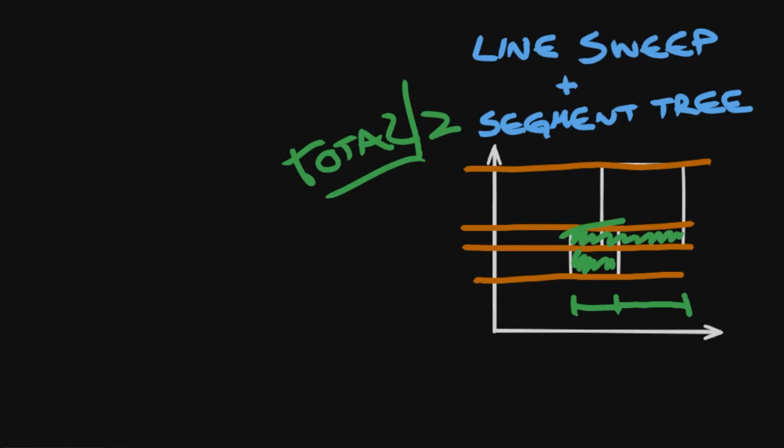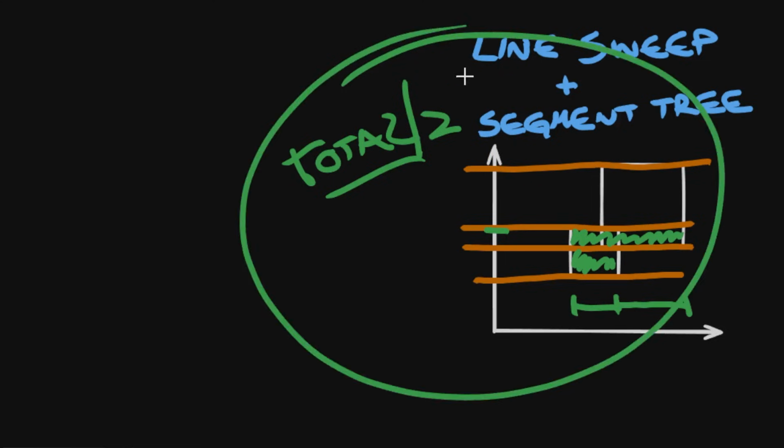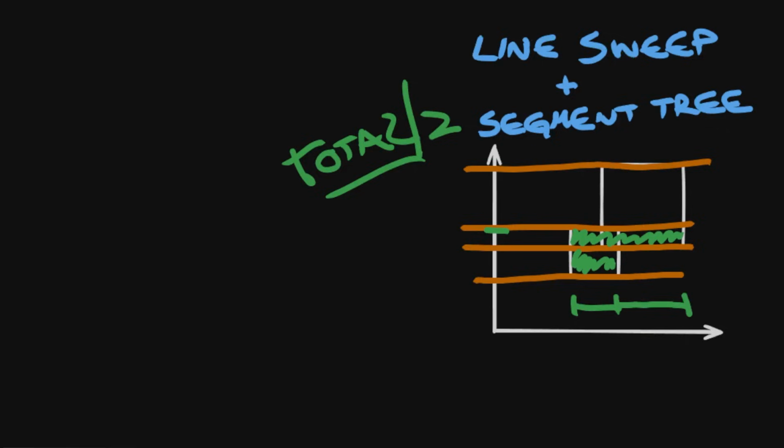And now let's say that this area is equal to total divided by 2. Now we can get the result. At this point, we can return this y. So this is a big overview of our algorithm. We are running this process 2 times. Now let's see an example.